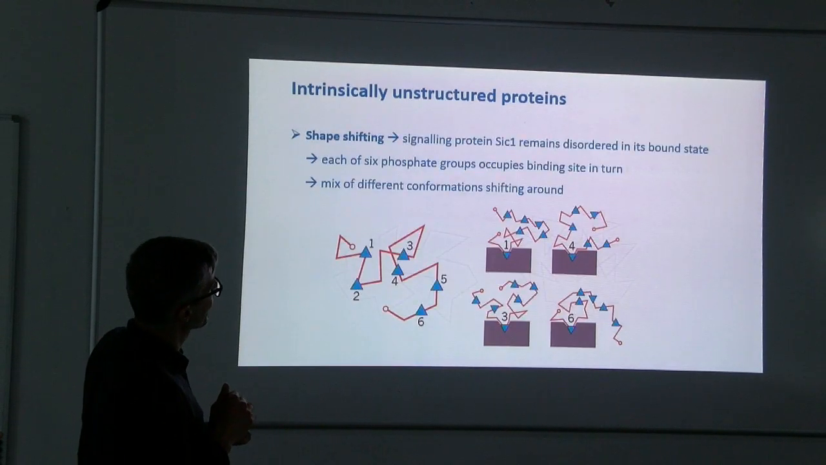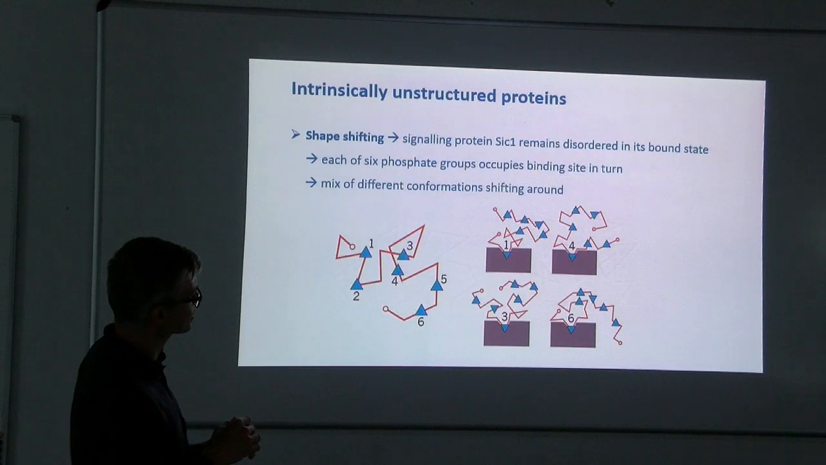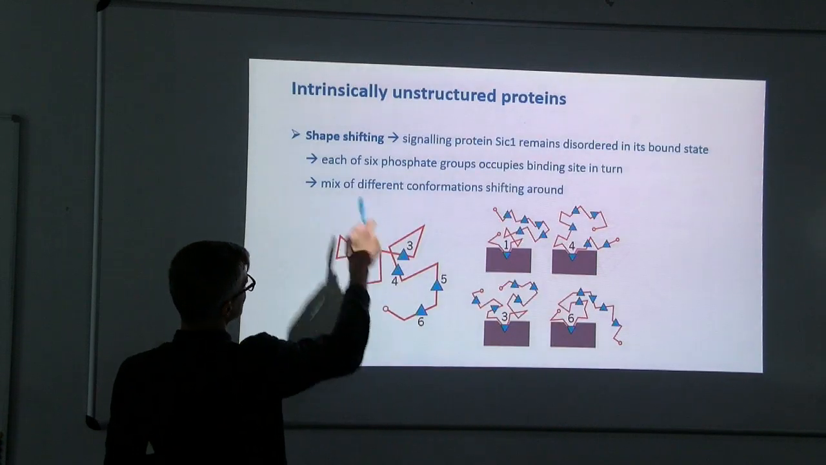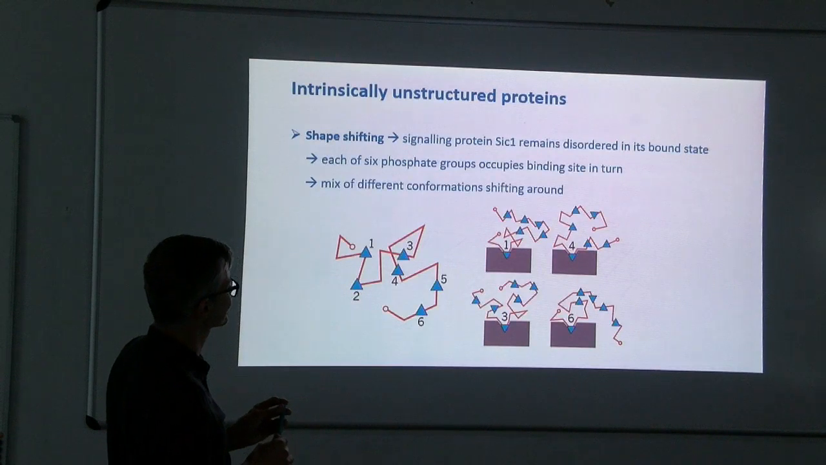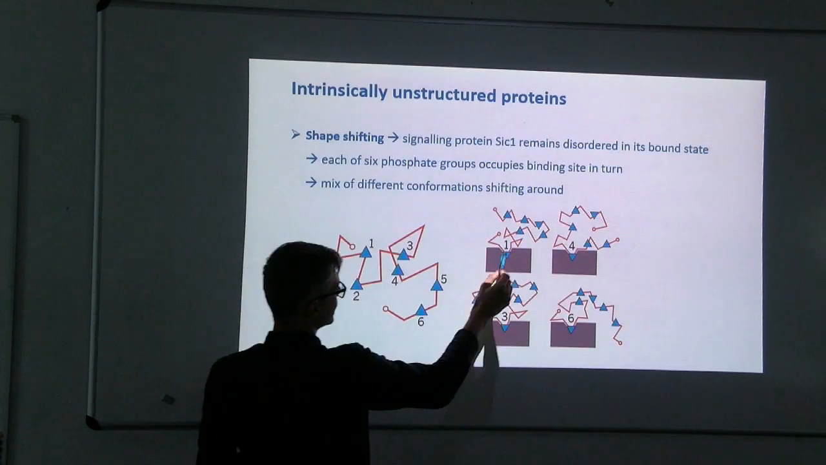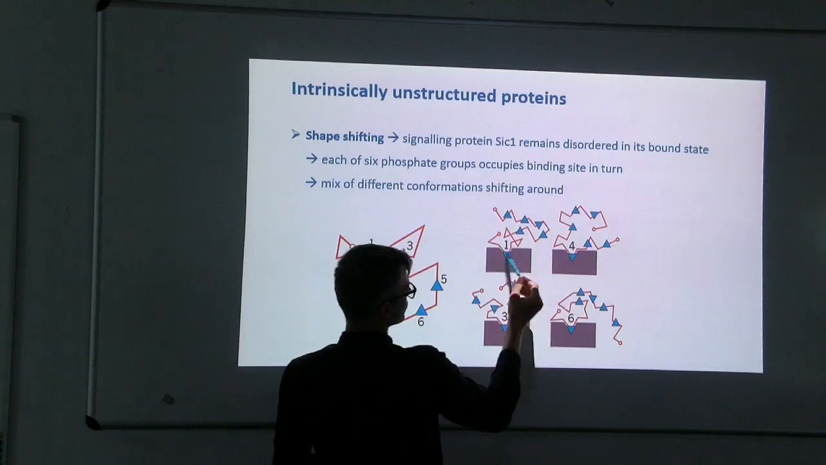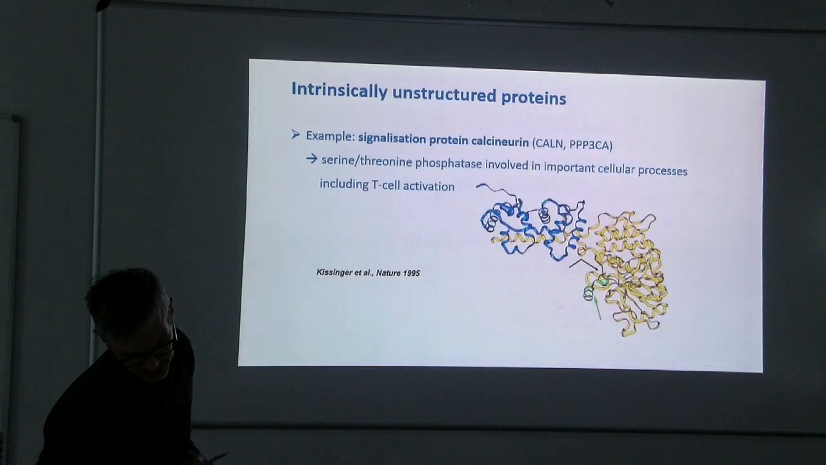And another example is shape shifting. So SIC1, a signaling protein, is such an example. It actually remains in a disordered state, and then you have certain sites, 6 phosphate groups, and they can bind a certain site in turn. So you see here the different ones, they can bind in turn this certain position. So what we call shape shifting.